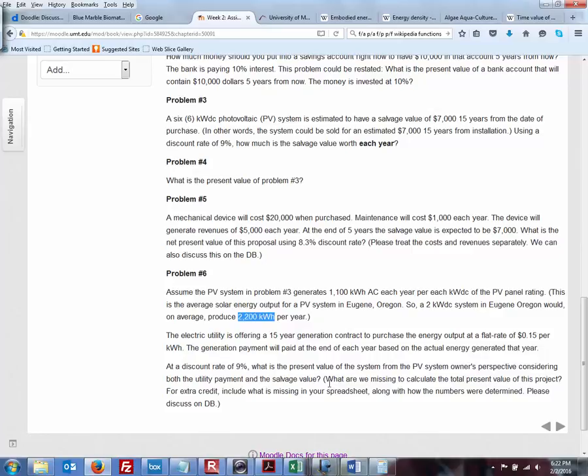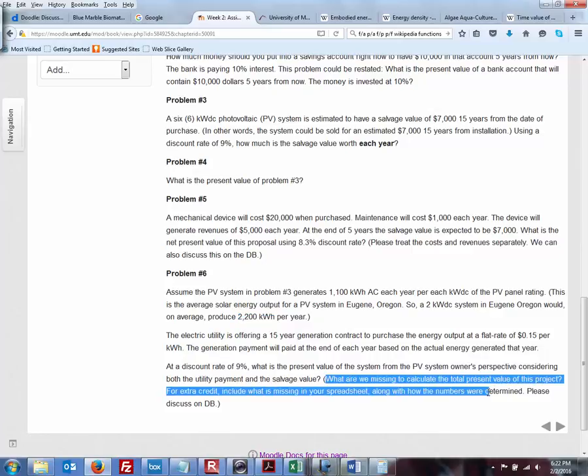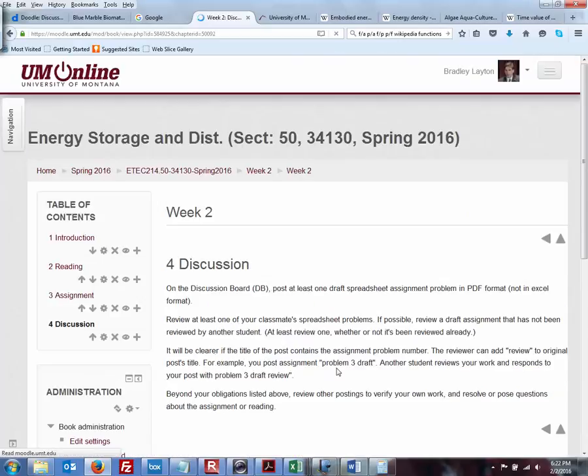It sounds like this is a little bit of a trick question. So what are we missing to calculate the total present value? Take a look at that and go through it. And again, don't let this stump you too much. If there's something missing, just make it up and say this is what the answer would be if I knew it. So get creative, take it one step further. Don't let it beat you up.